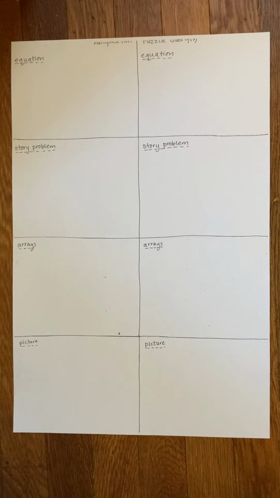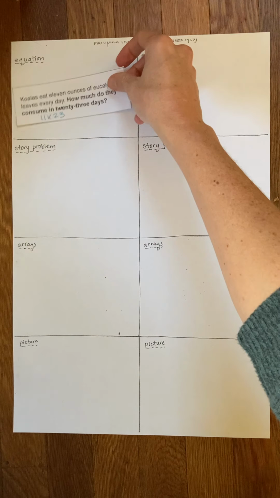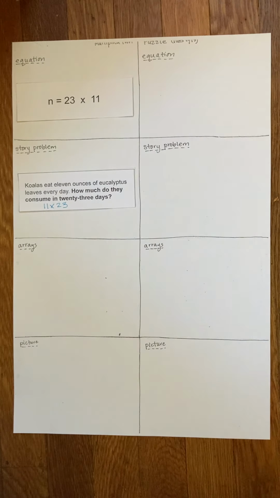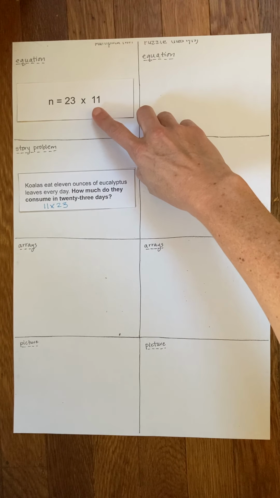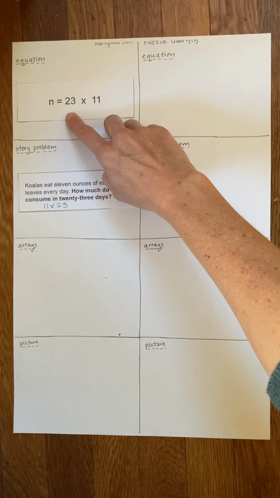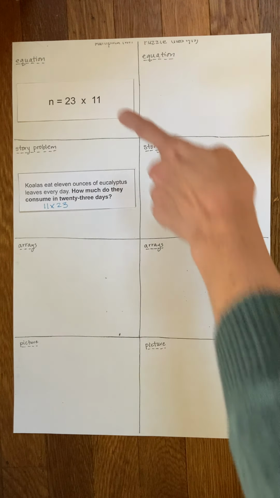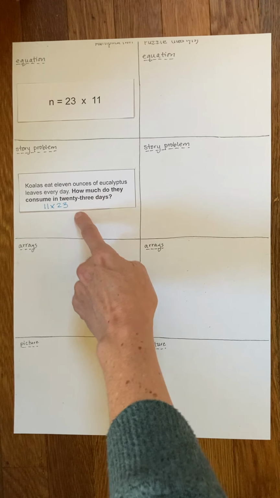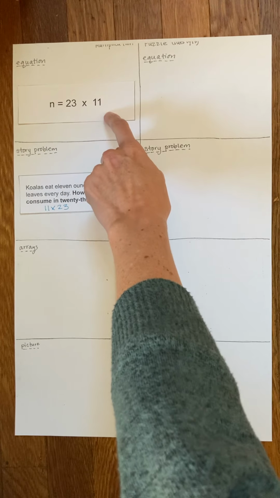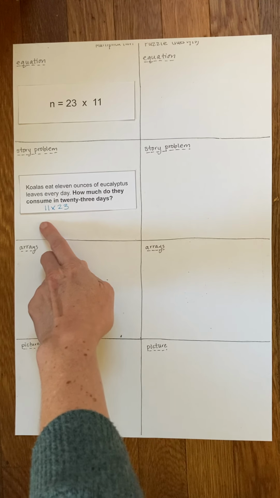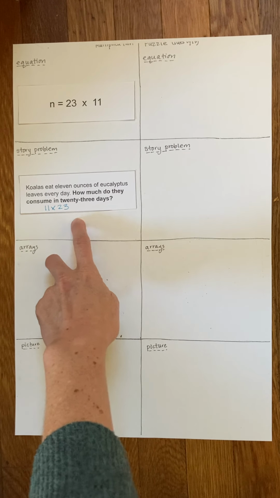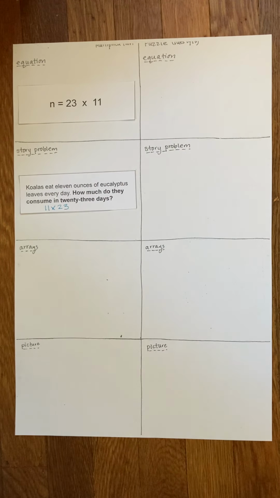Here's an example. Here is a story problem that matches an equation. The story problem says, koalas eat 11 ounces of eucalyptus leaves every day. How much do they consume in 23 days? So I match the equation with the story problem. And it's okay if the equation says 23 times 11, and I wrote on the paper 11 times 23, because we know that multiplication is commutative, so that won't make a difference. It's the same either way.